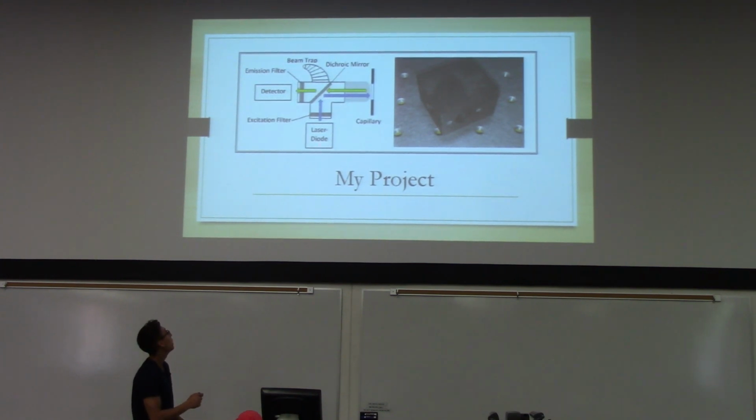Right here you have a laser that shoots through here. We have a dichroic mirror that reflects blue light, which goes through a microscope objective right onto the capillary window. As the fluorescein reaches the capillary window, it excites it, and the fluorescein emits its green light. The green light passes through the dichroic mirror and past the filter and into the detector.